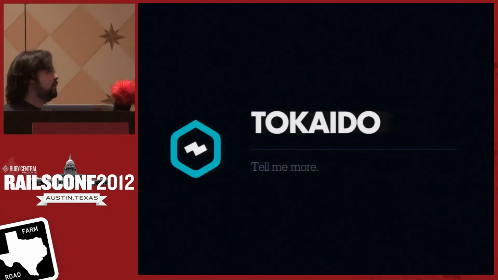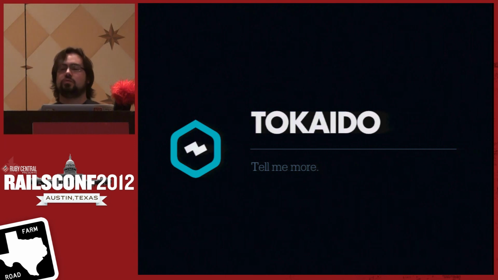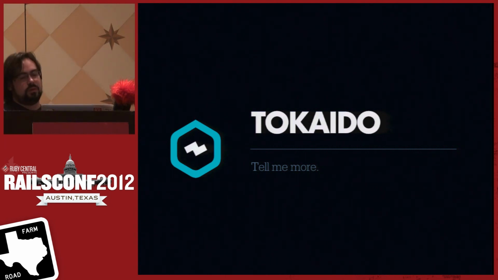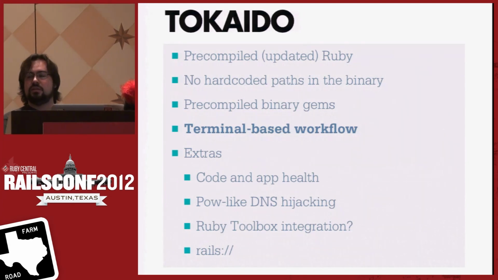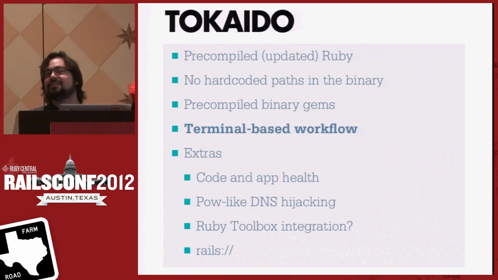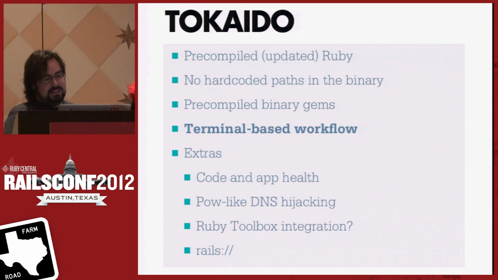So I basically just want to quickly talk about why I have decided to do Tokaido, which is previously called Rails.app. The basic idea behind this project is, hey, I'm a 5-minute. I don't think I could do this in 1 minute. So the idea is to have a precompiled version of Ruby that is going to be updated, at least in terms of patch releases for a particular version.